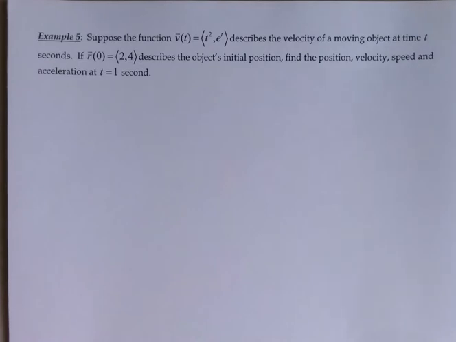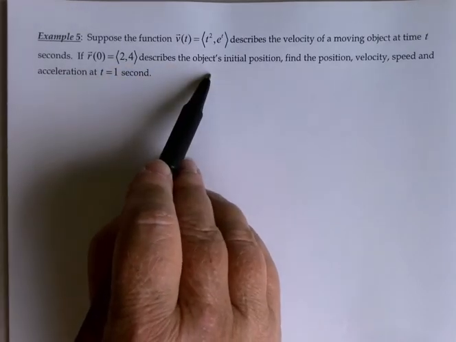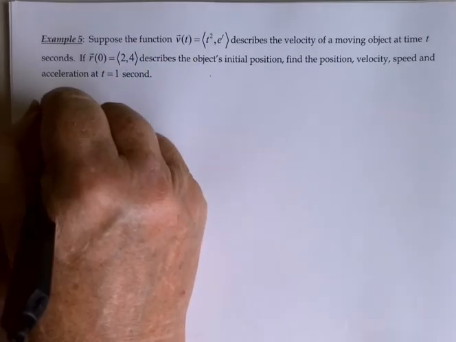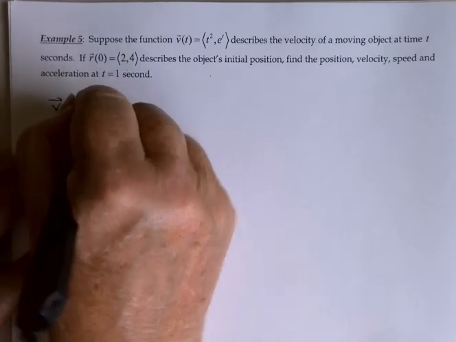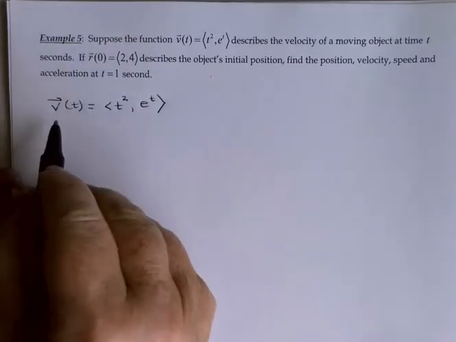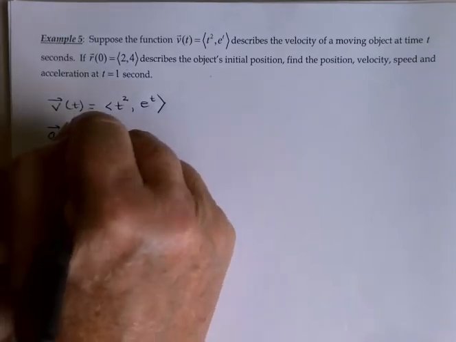Suppose that we've got the function v of t is equal to t squared e to the t, and this describes the velocity of a moving object at time t seconds. If r of 0 equals 2, 4, and that describes our initial position, I'd like to find position, velocity, speed, and acceleration at t equal 1 second. So this time I've started with the velocity vector. I can get to acceleration pretty quickly just by taking the derivative of this.